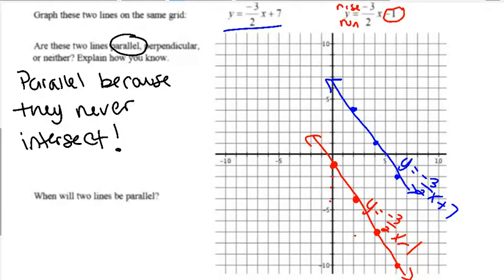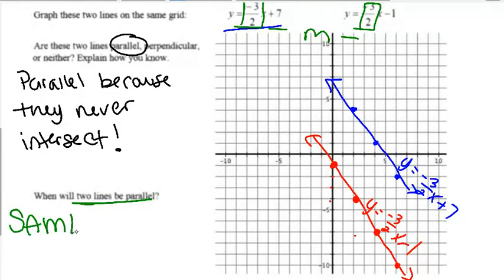Okay, there's something else that we also talked about when we talked about parallel lines in the beginning of the year. If you look here, the number in front of the x for both of these equations is the same. That number is your m, also known as your slope. So when will two lines be parallel? When they have the same slope. So the same number in front of the x, or same slope.